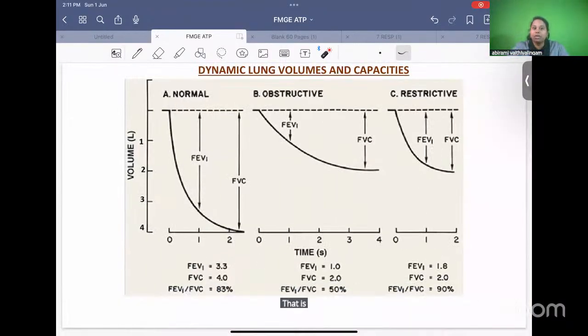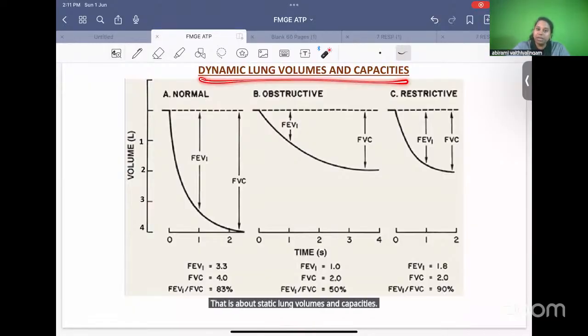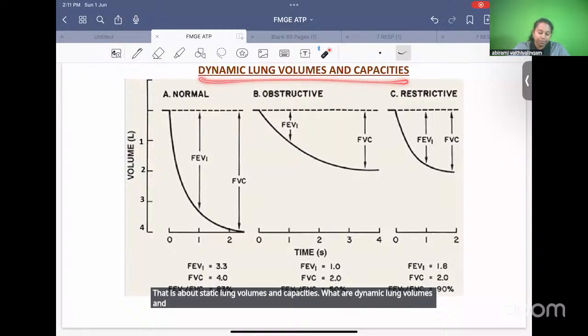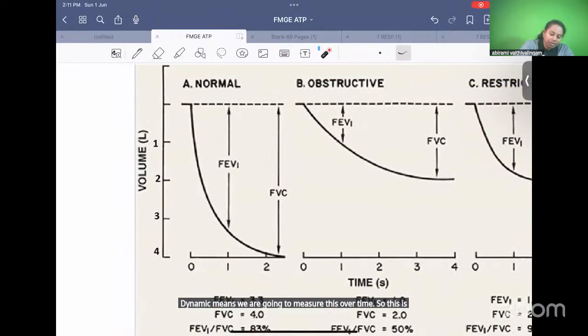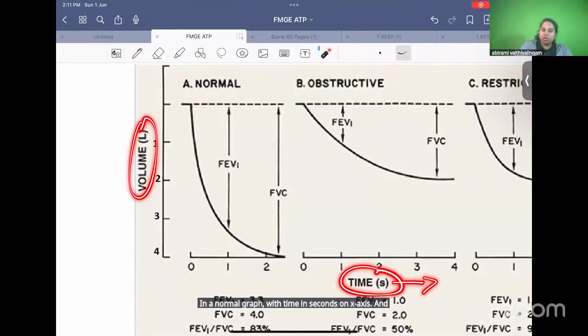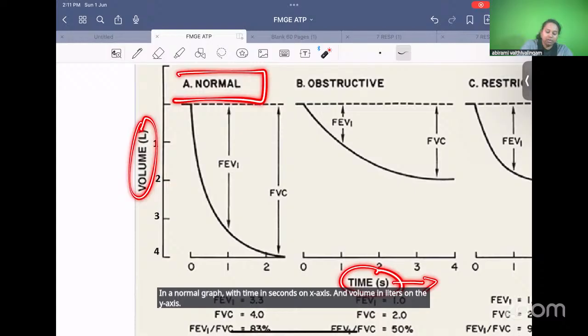That is about static lung volumes and capacities. What are dynamic lung volumes and capacities? Dynamic means we are going to measure this over time. So this is a graph, a normal graph, with time in seconds on the x-axis and volume in liters on the y-axis. Let's read the normal graph.